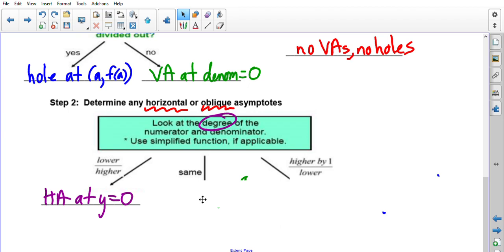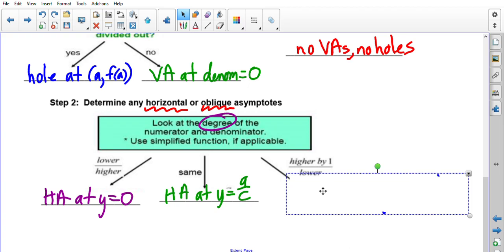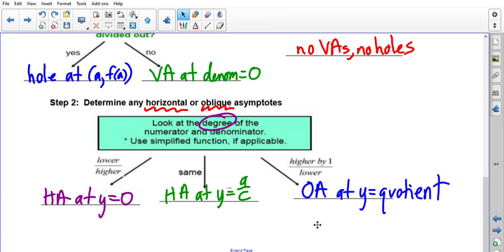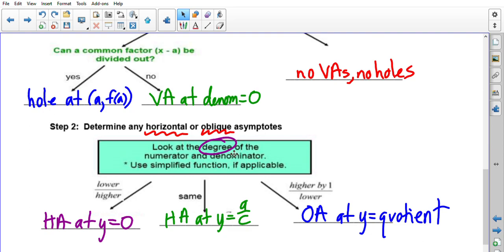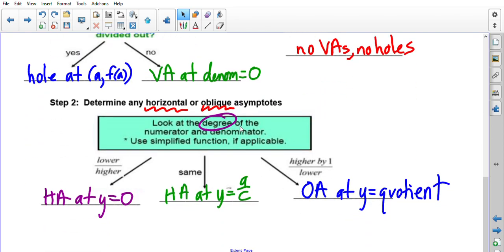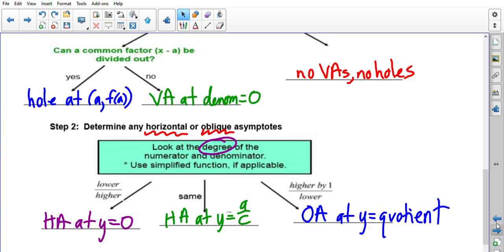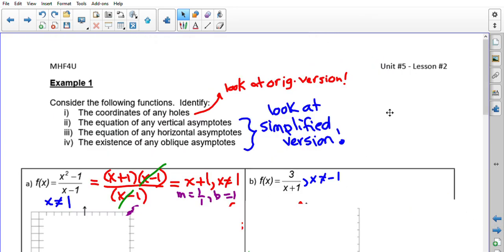If they have the same degree in top and bottom, that means horizontal asymptote at y equals a over c. If the degree of the numerator is higher by exactly 1, that means there's an oblique asymptote at y equals the quotient of those two functions. So hopefully you can refer back to this little chart here when going through to help you organize your thoughts. All right, so like I said, let's try a bunch of examples.